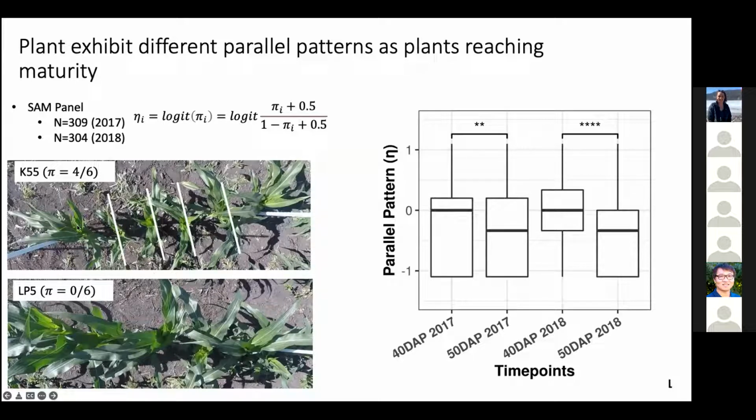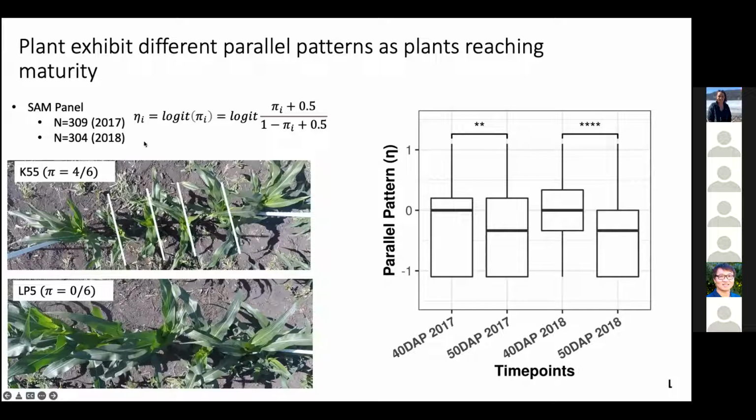For example, for K45 in this picture, out of 6 plants that we planted in the crop row, 4 of them exhibit the same canopy orientation pattern and are parallel to each other. And for another genotype like LP5, we don't find any uniformity in the canopy orientation. Therefore, the ratio is 0. By doing this, we can quantify the canopy orientation variation.